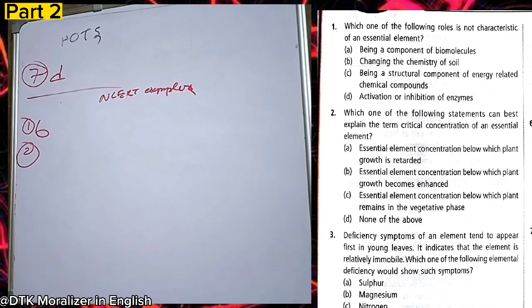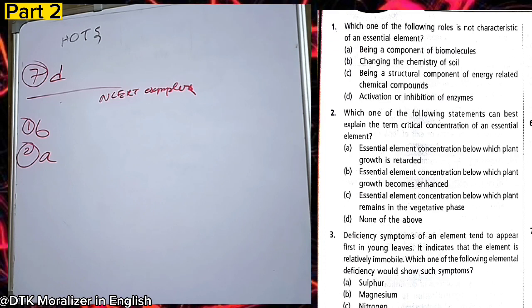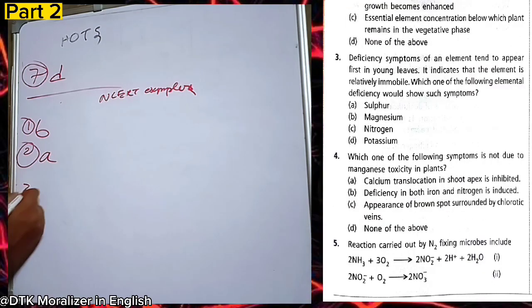Which one of the following statements can best explain the term critical concentration of an essential element? Essential element concentration below which plant growth is retarded. Yes. Essential element concentration below which plant growth becomes enhanced. No. Essential element concentration below which plant remains in the vegetative phase. No. None of these. So option A would be right, because essential element concentration below which plant growth is retarded is called the critical concentration.